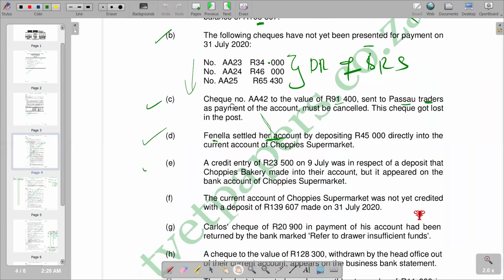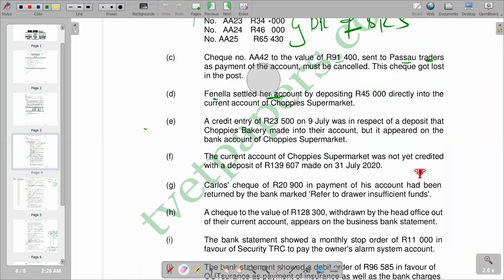We have got the next one that we have there. That is saying a credit entry of 23,500 rands on 9 July was in respect of a deposit that Chopis Bakery made into the account, but it appeared on the bank account of Chopis Supermarket. So it means the bank reconciliation that we are preparing is for Chopis Supermarket, but we've got an entry of 23,500 that was appearing on the bank statement of Chopis Supermarket, which is not supposed to be there. So we have to remove it.